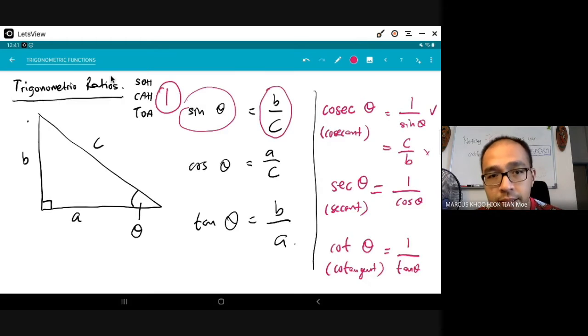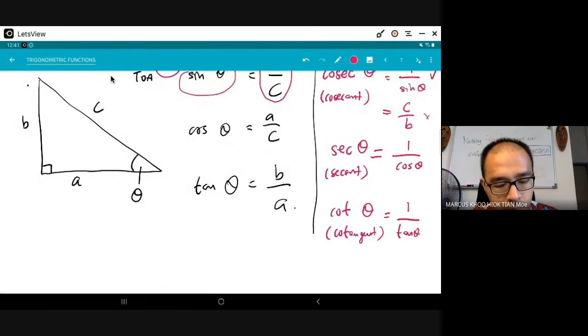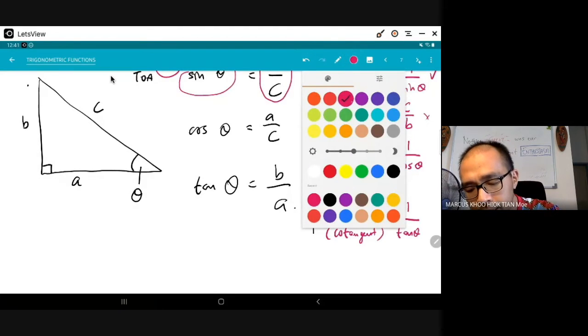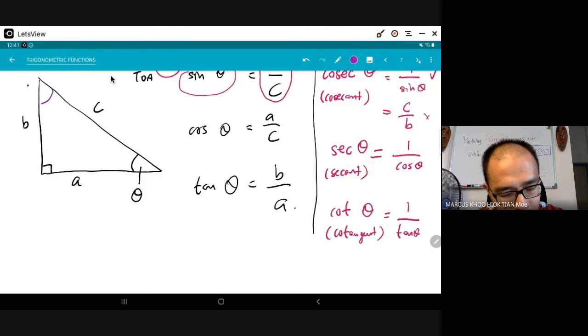Secondly, I also want you to see, let's say this angle over here, I'm going to call this alpha. Can you tell me what is the relationship between alpha and theta?